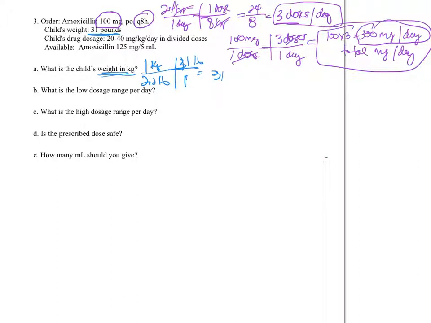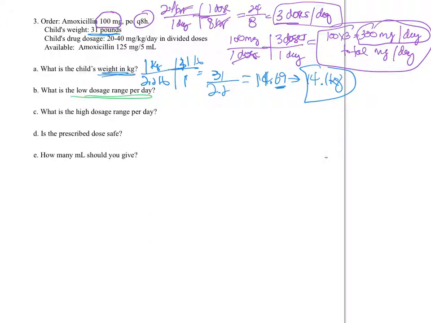31 divided by 2.2 equals 14.09. But we need to round to the nearest tenth. In children, you always round to the nearest tenth, so it would be 14.1 kilograms.